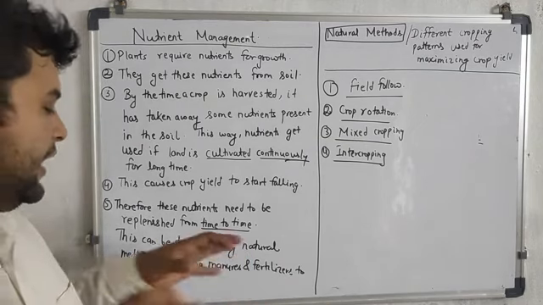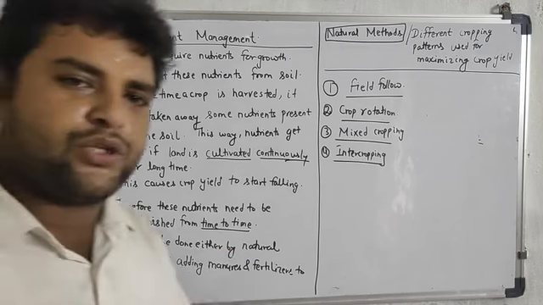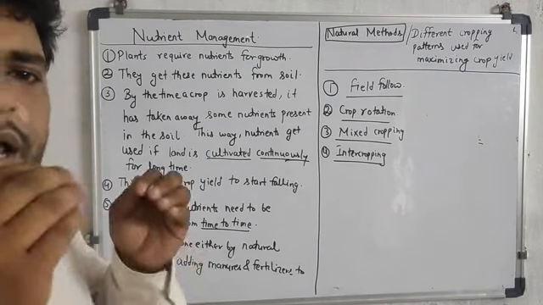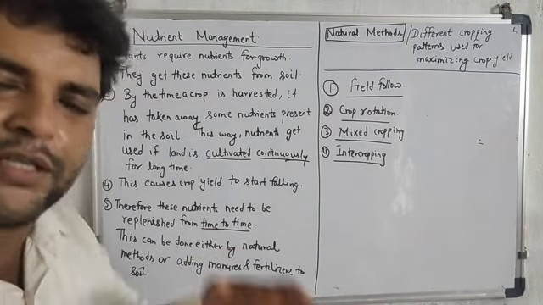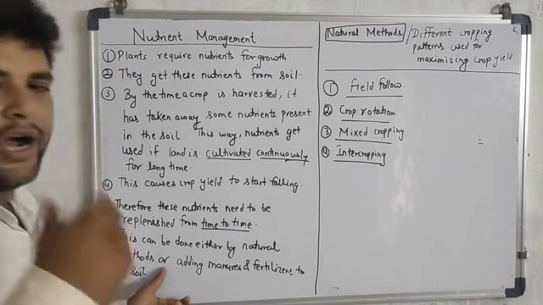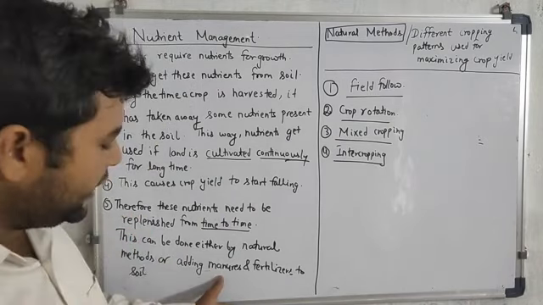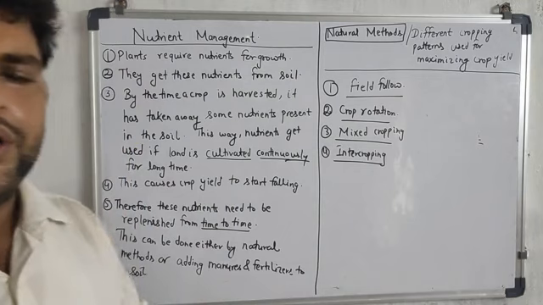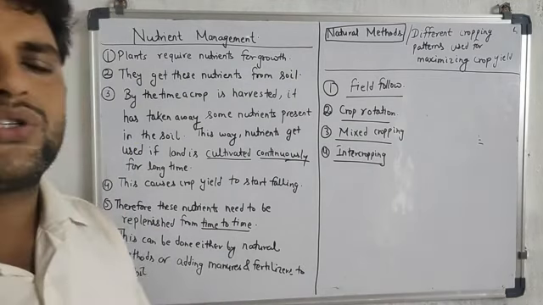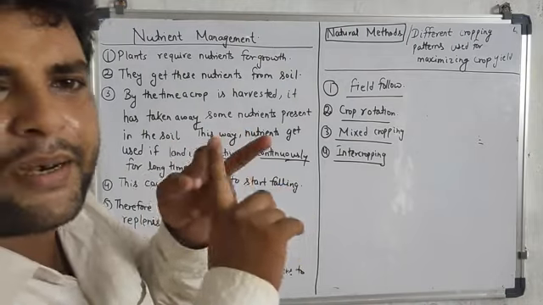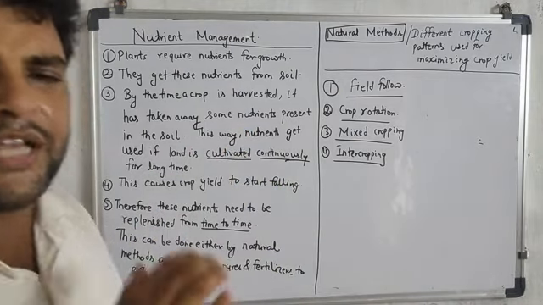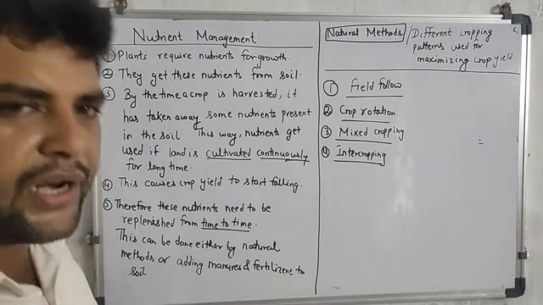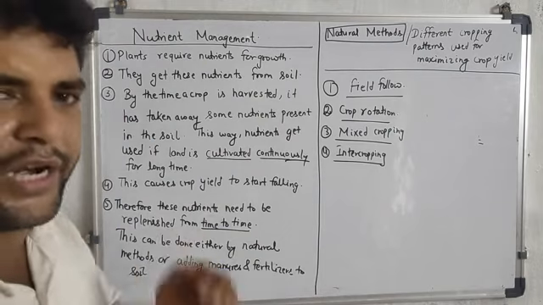This can be done by natural methods. There are natural cropping methods through which we can replenish these important nutrients to the soil. We can also add manures and fertilizers to the soil. As I have told you, fertilizers are basically a source of inorganic nutrients, for example NPK: nitrogen, phosphorus, potassium. These can be given so that productivity may increase. So note down what nutrient management is.